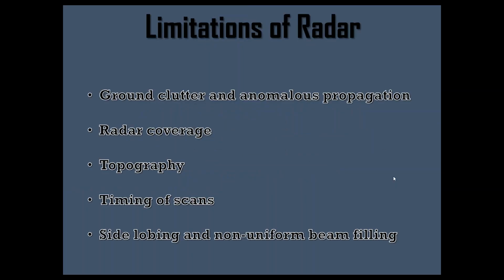And that goes into the limitations of the radar. Ground clutter, radar coverage, topography, timing of the scans. I talked a little bit about this earlier, and the radar's constantly scanning. It's always scanning. It's just typically scanning at a different level all the time. And then you have other features too, what's called side lobing, where the radar is sending a pulse, but it's only hitting the side of an object instead of the whole object. And so you're not really seeing the whole picture. These are a couple limitations.